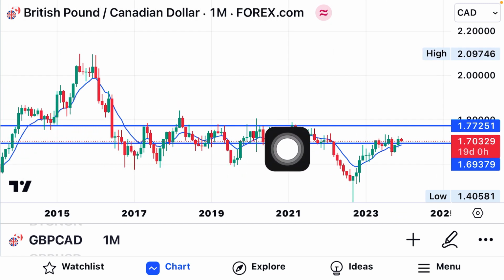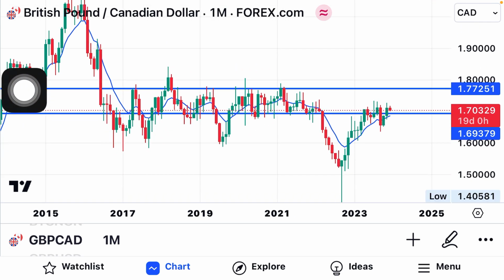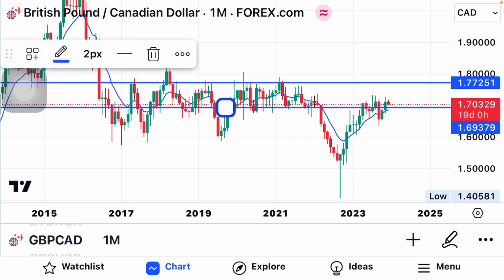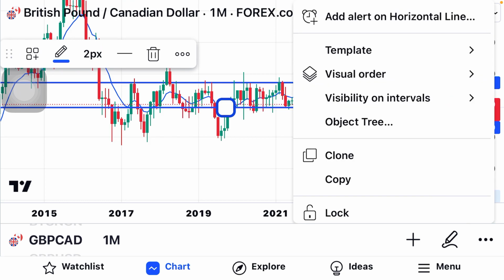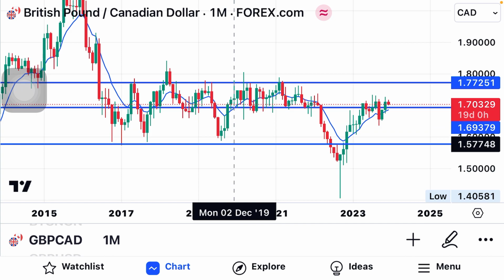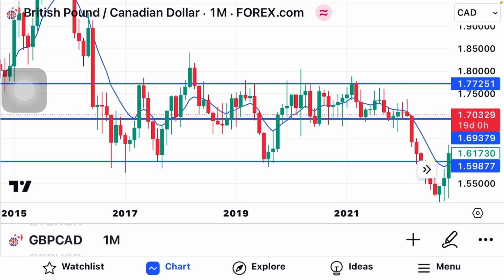But at this point, we notice the market was ranging around this level here, and you can see that I have already drawn my key level. I have summarized the ranging market into one zone. Now what I'm going to do next is to clone and also identify another key level. You can see how I am able to identify key levels.